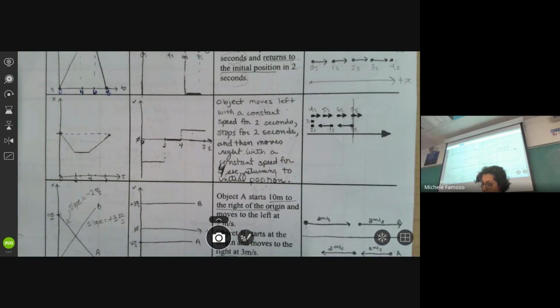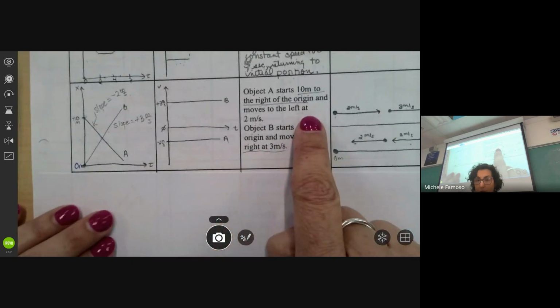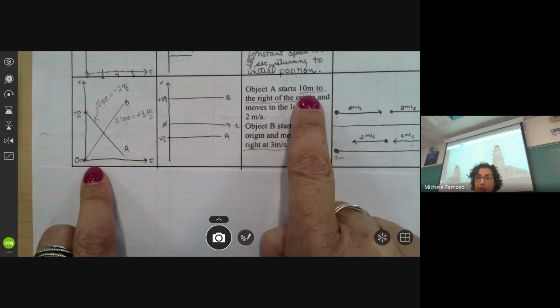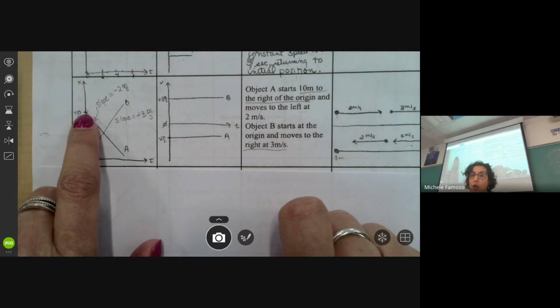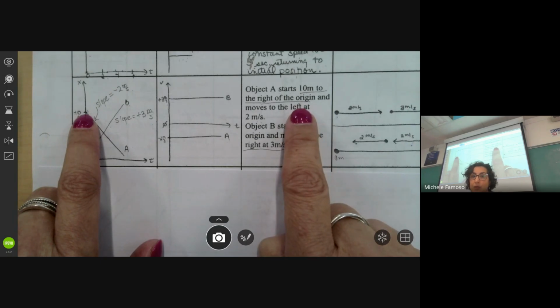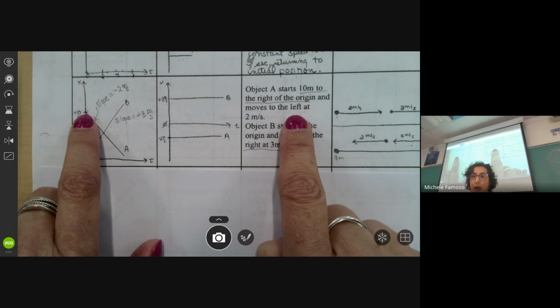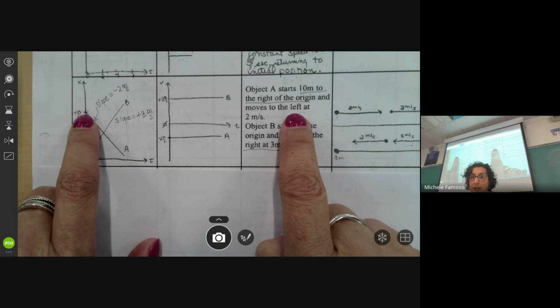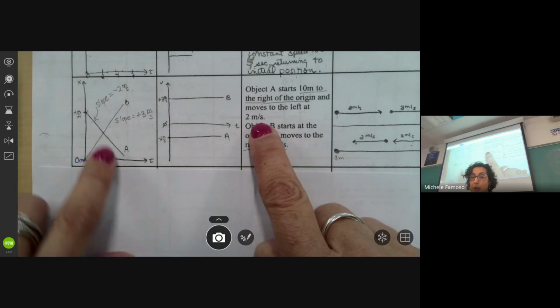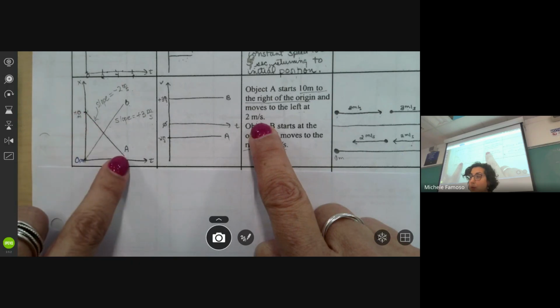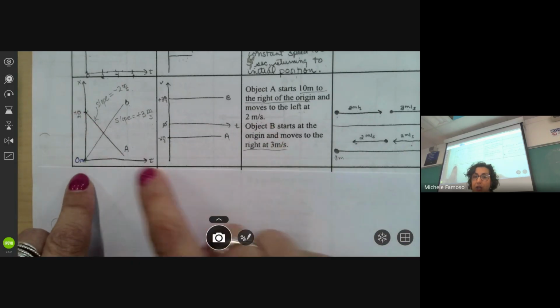All right, next one. We gave you the description. So object A starts 10 meters to the right of the origin. So that's a positive 10-meter value on the y-intercept. It's traveling to the left. That means a negative slope, and the slope has a value of 2 meters per second, but it's a negative 2 meters per second. B starts at the origin.